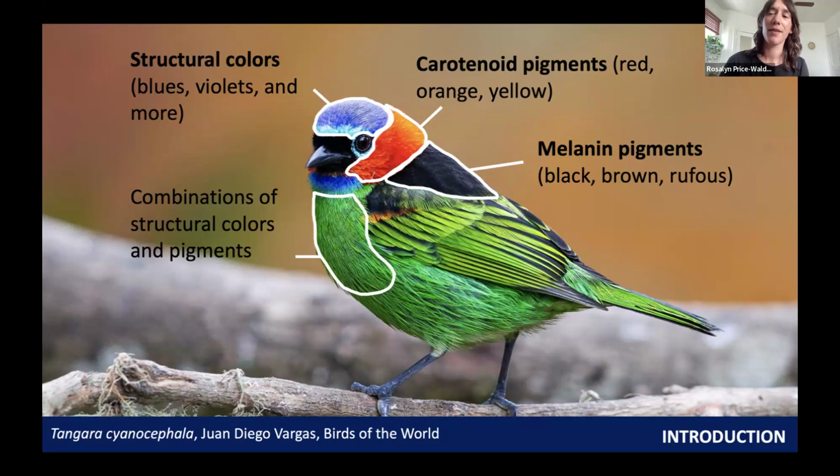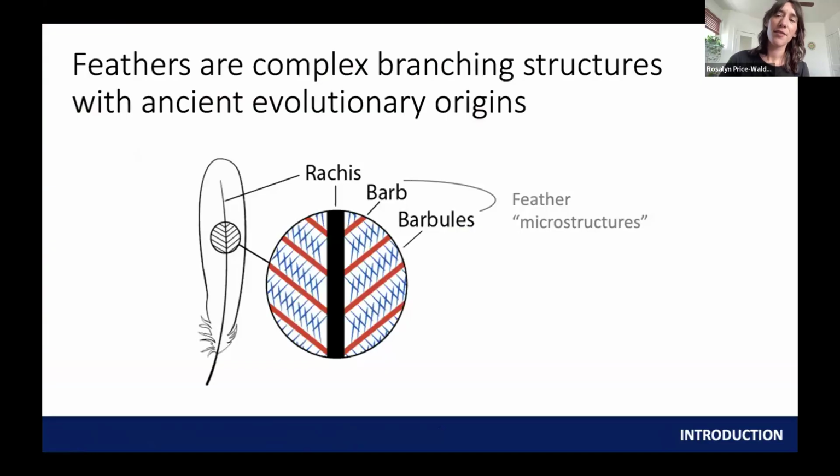Today, I'm going to be talking about how the microscale branching structure of feathers interacts with these pigments or nanostructures within the feathers to enhance or otherwise modulate coloration. So feathers are made up of tiny branches. The main rachis has small branching barbs and even smaller branching barbules that lock together to form the vein of the feather. This full branching structure appeared fairly early in feather evolution, and it has a lot of functionality in flight, water repellency, and thermoregulation.